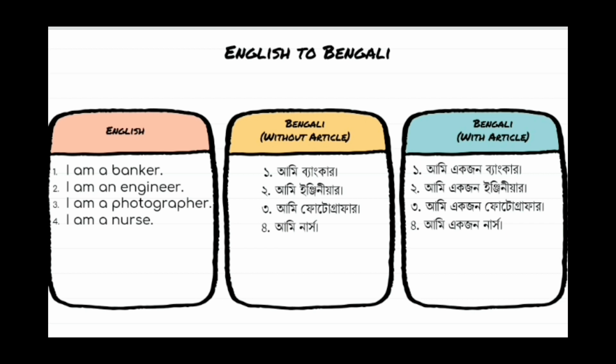So this one, the title says that this one is without article. That means without this a or an, we have said this. Now if we want to include the article, how will it sound? It will be আমি একজন banker, আমি একজন engineer, আমি একজন photographer, আমি একজন nurse. And this একজন means a, and this a is optional, right? Okay, so that is it.